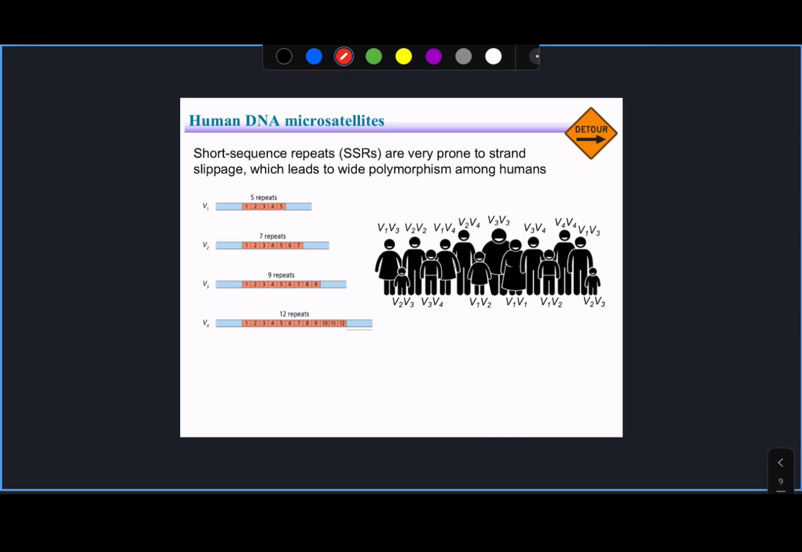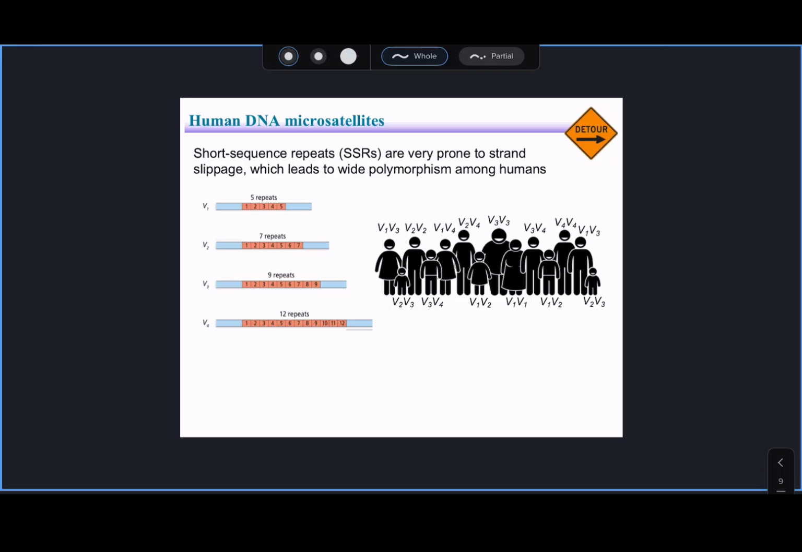There are these short sequence repeats in humans that throughout human evolution were very prone to strand slippage, which led to polymorphism. Because throughout human evolution, these regions with SSRs either expanded or contracted. And they did so in a relatively random manner, but also led to the transmission of these variants. So here we have variant 1 with 5 repeats, variant 2 with 7, variant 3 with 9 repeats, and variant 4 with 12. Again, cartoonish, but not far from reality.